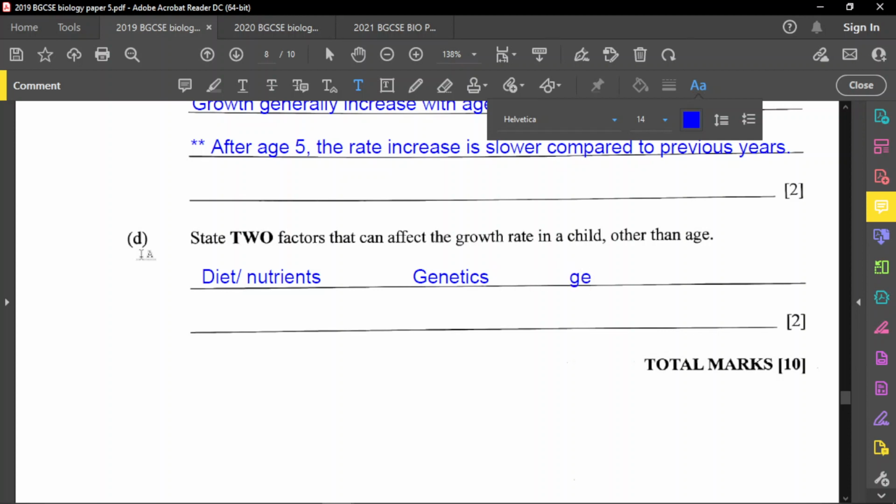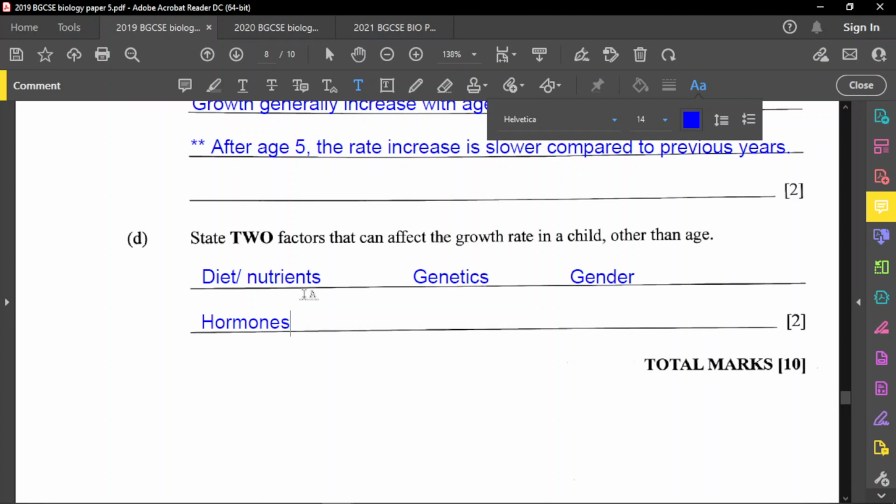Gender also, boys versus girls. Generally girls will tend to grow faster when they are younger than boys, right? And the next one here is also hormones. Hormones could work, but the three on top will be the best ones.